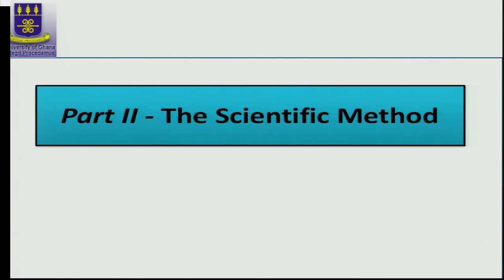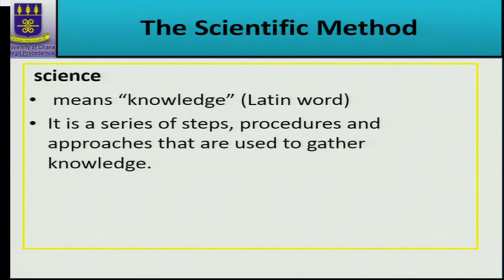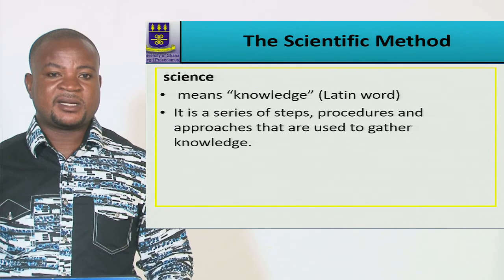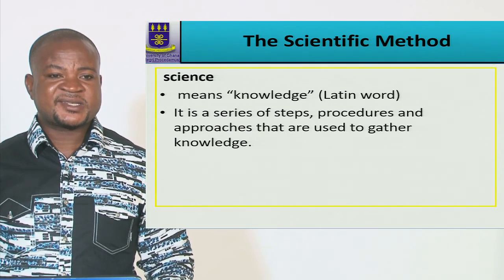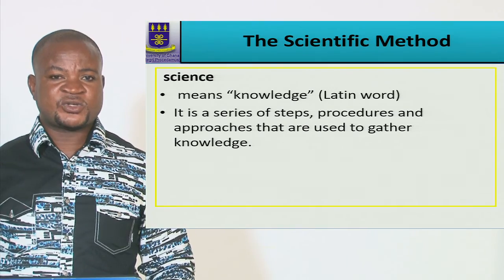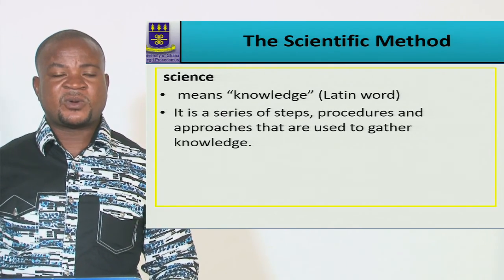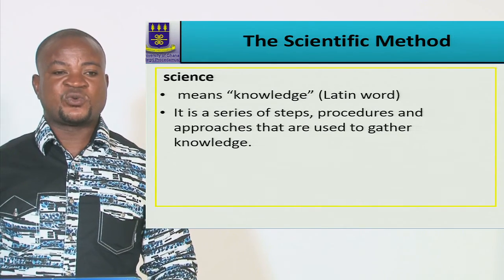Now let's look at the scientific method. What is science? Science simply means knowledge, and it is a series of steps or procedures and approaches that are used to gather knowledge. So science in itself is not a field of study as sometimes we are made to believe. It is simply a systematic way of doing things.